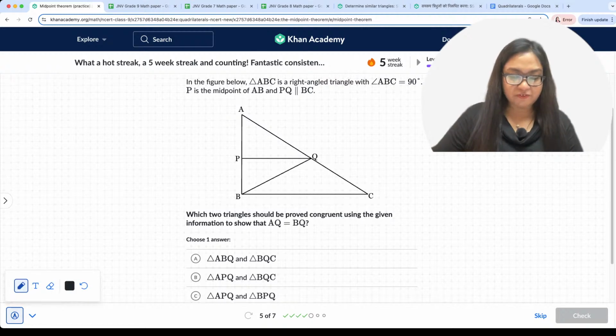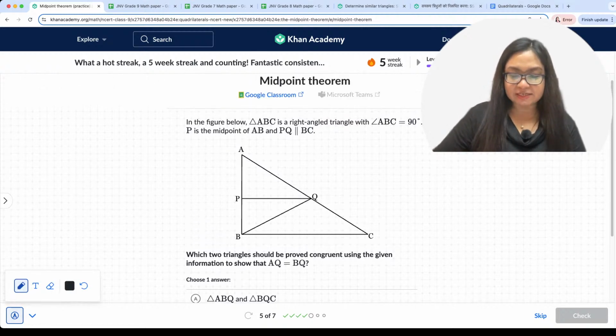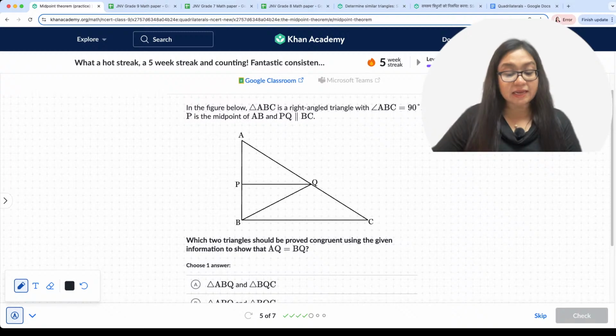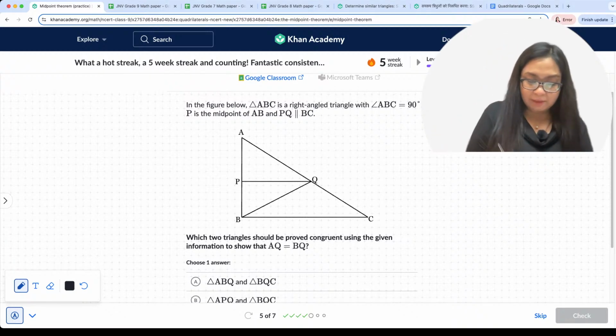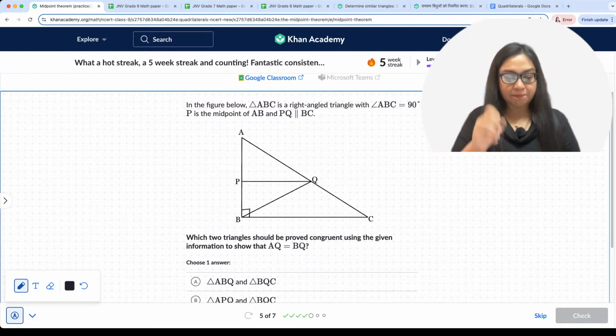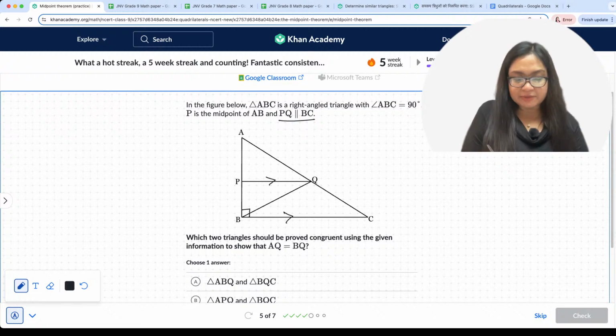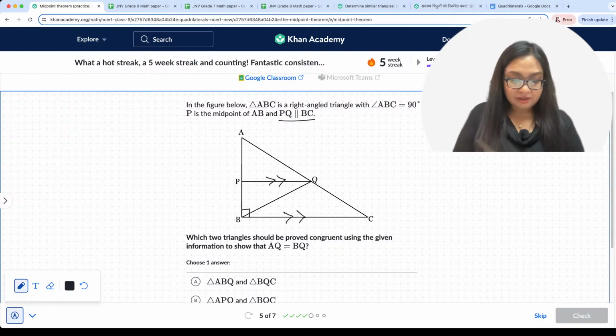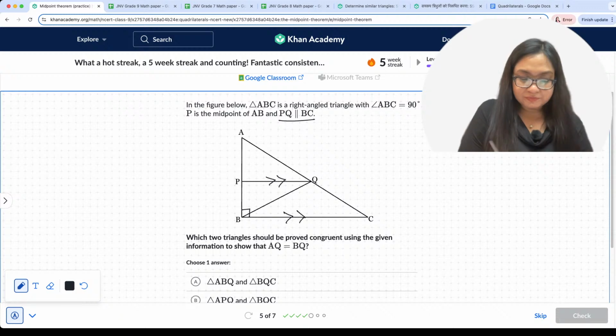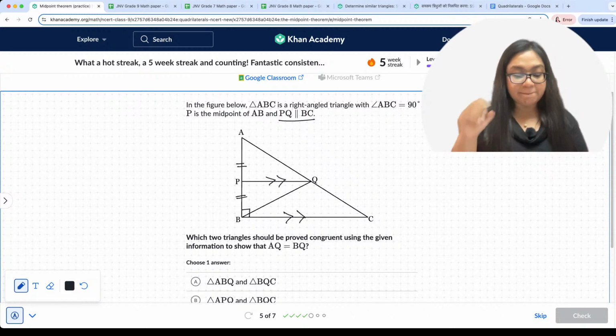Here we have, in the figure below, ABC is a right angle triangle with angle ABC equal to 90 degrees. So यहाँ पर angle ABC जो है 90 degrees है. P is the midpoint of AB and PQ is parallel to BC. PQ जो है वो पैरेलल है BC के. ओके, P इज द मिड पॉइंट ऑफ AB, मतलब ये दोनों बराबर हैं, AP बराबर PB.